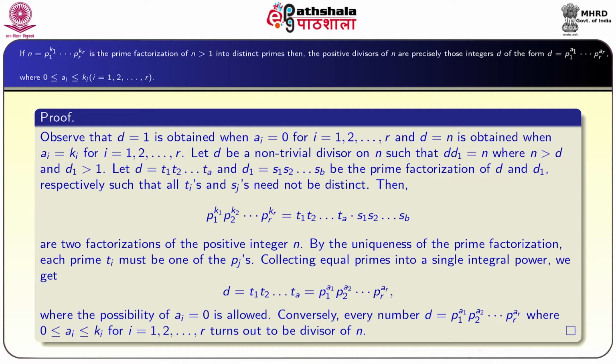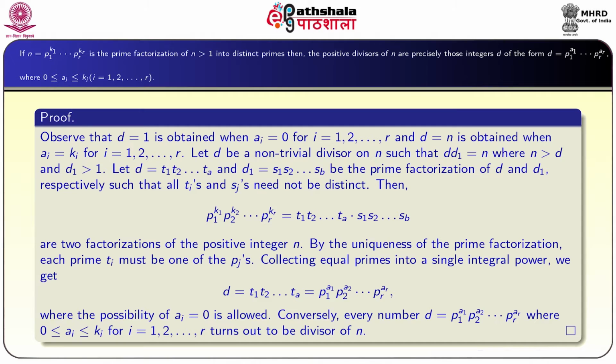So, these two representations will help us to say that the t1, t2 and so on ta, s1 and s2 and so on sb are going to be among these primes p1, p2 and so on pr. So collecting all equal primes into a single integral power, we will get d is equal to t1 into t2 and so on ta, which is going to be equal to p1 power a1, p2 power a2 and so on pr power ar, where the possibility of ai equal to 0 is allowed.